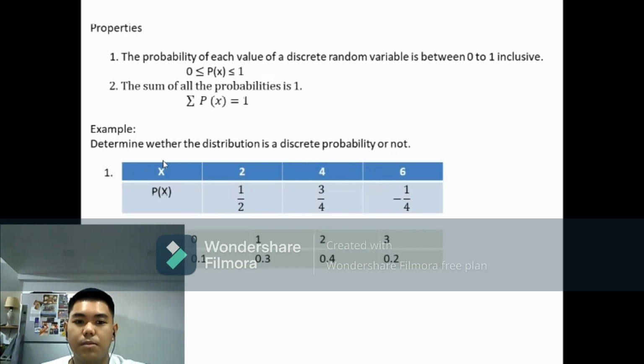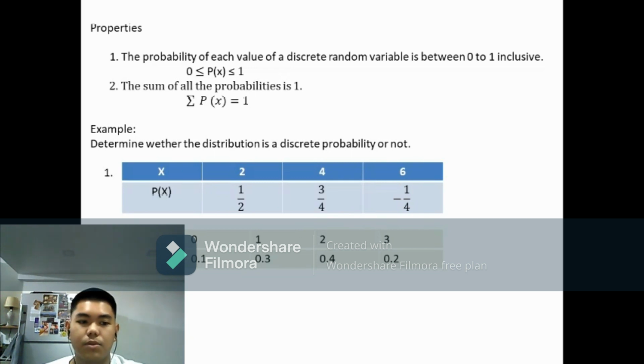Example, determine whether the distribution is a discrete probability or not. For our random variable x, we have 2, 4, and 6. And their corresponding probability is 1/2, 3/4, and negative 1/4. As you can see, we have negative 1/4. So this is not a discrete probability distribution.